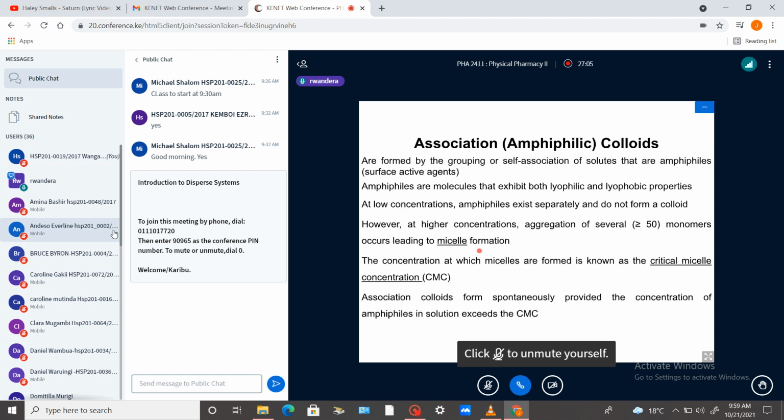Just like lyophilic colloids, association colloids also form spontaneously, provided that the concentration of the amphiphiles in solution exceeds the critical micelle concentration. So remember, these exhibit both solvent-hating and solvent-loving properties.